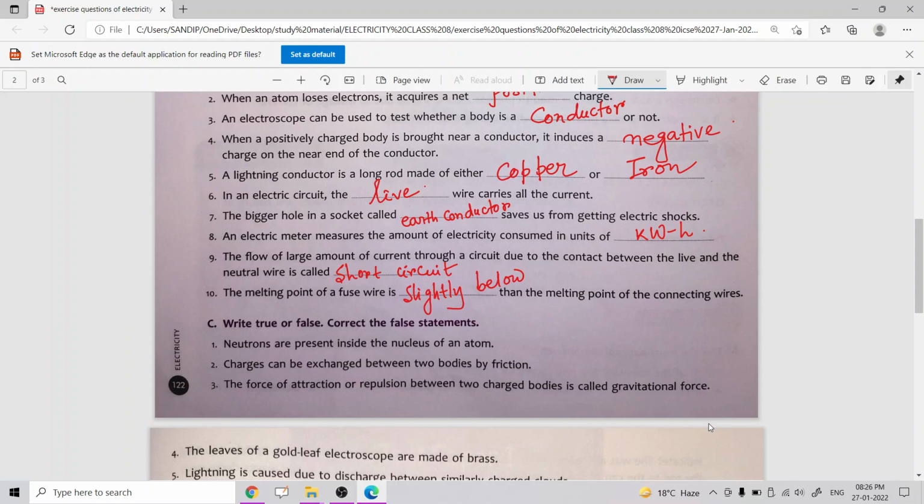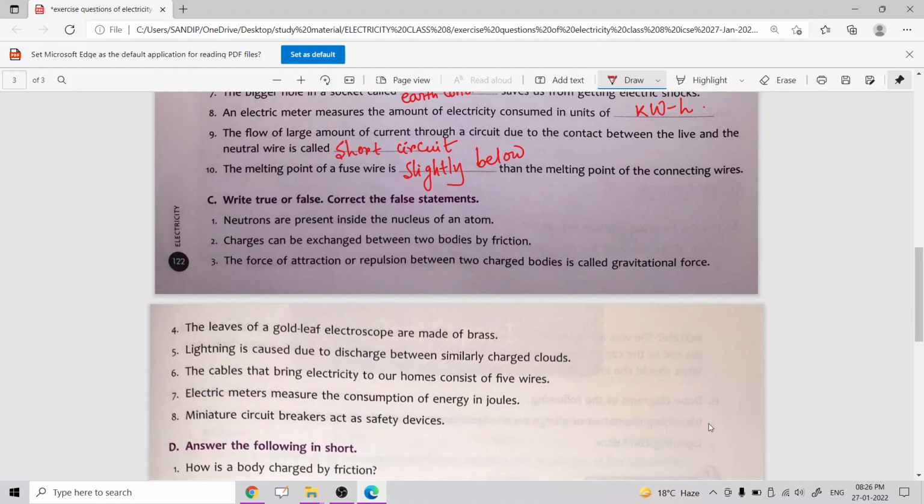Now we move to the next segment, that is the true false segment. So the first one is, write true or false, correct the false statements also. Okay, so first one is, neutrons are present inside the nucleus of an atom. Okay, this is true. And next one, charges can be exchanged between two bodies by friction. Okay, it is also true.